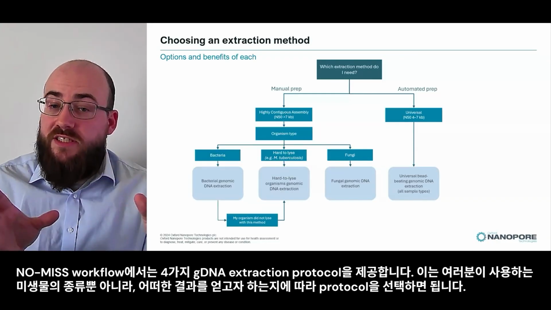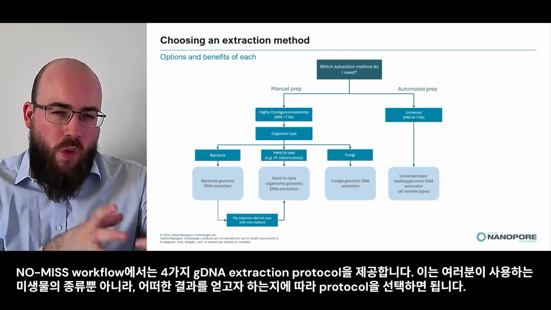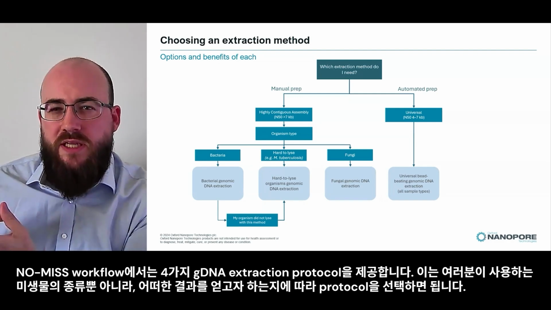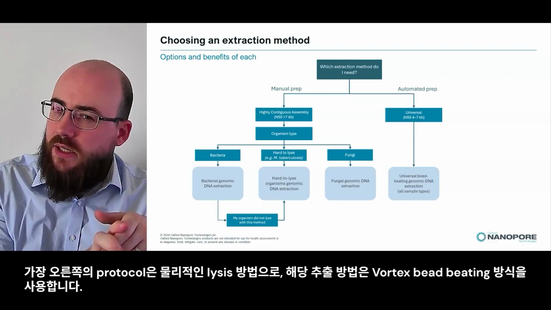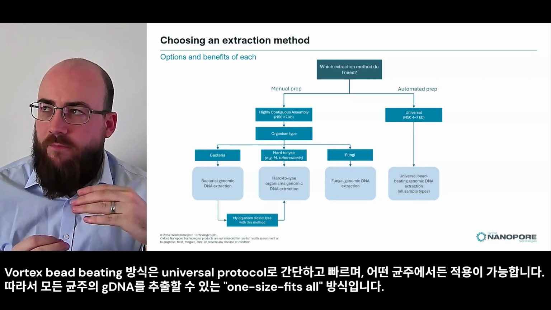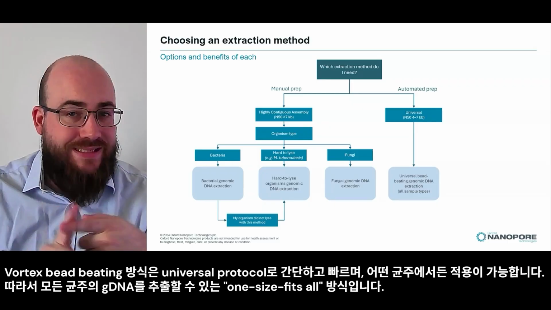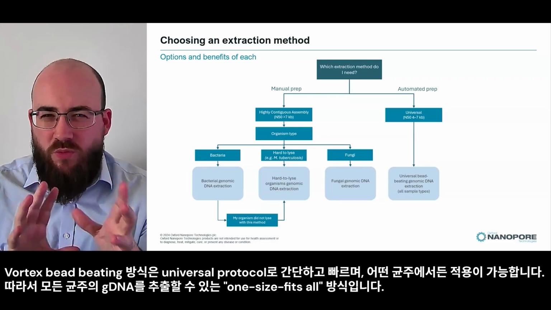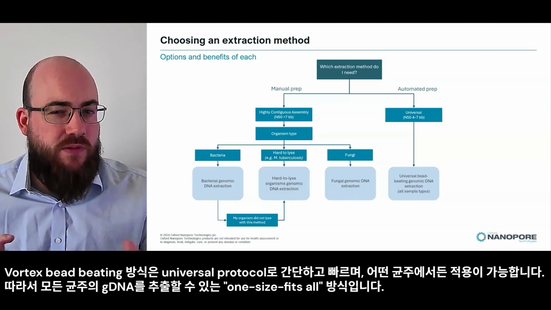So we have 4 extraction protocols available here, and this is going to depend on both what organism you're using, but also what you're looking to get out of it. So on the right-hand side here, we have a mechanical lysis option. It's going to use vortex bead beating. Now, this is the universal protocol I would recommend to most people. It's simple, it's quick. You don't need to worry about what organism you're trying to extract. This is a real one-size-fits-all approach.